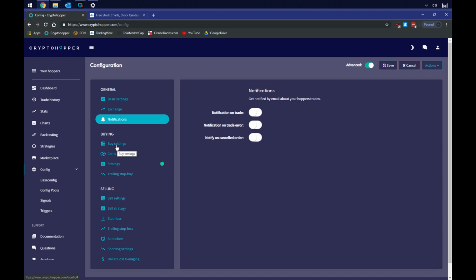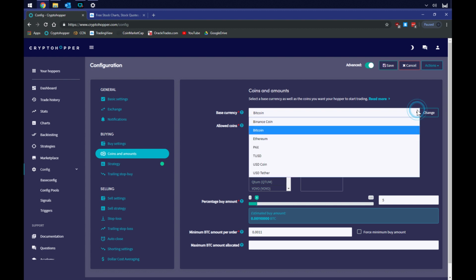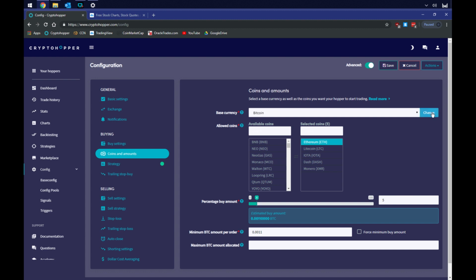Before we look at the buy settings, let us look at the coins and amounts first. The base currency indicates the currency you are holding your funds in right now. So for example, if you have half a Bitcoin, your base currency will be Bitcoin. However, if you have $5,000, for example, in a USDT currency, then select that accordingly. Once selected, you have to click Change to apply those changes.